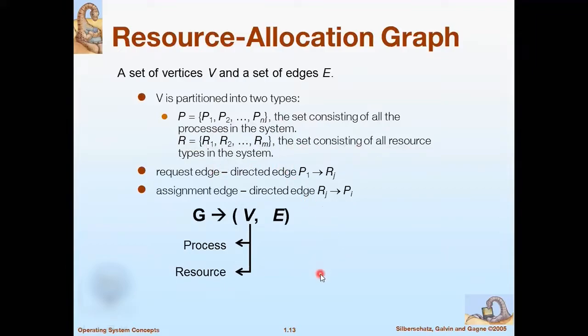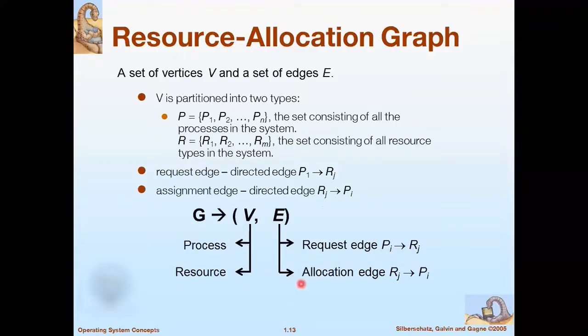Now in this graph, we will also consider two types of edges. That is request edge and allocation edge, that is also called assignment edge. A directed edge from process Pi to resource type Rj is denoted like this, which signifies that a process Pi has requested an instance of resource type Rj and is currently waiting for that resource. The resource has not been received yet by the process. That's why this edge is called a request edge.